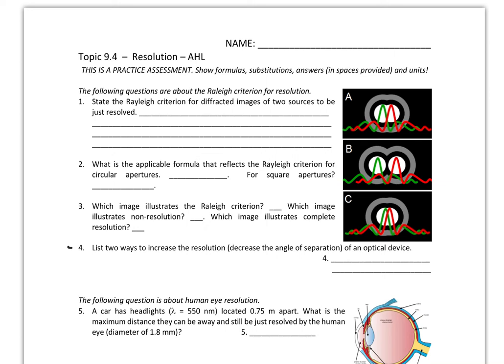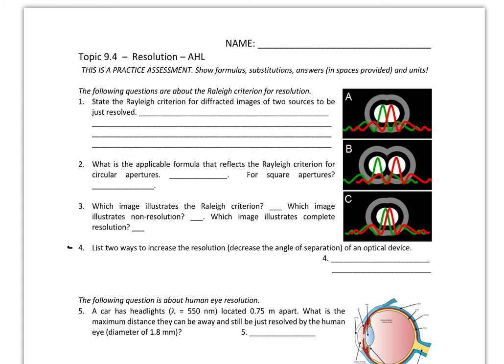Okay, so here we have the Mr. G worksheet for topic 9.4 resolution. So let's begin at the beginning. The first question says, what is the Rayleigh criterion for diffracted images of two sources to be just resolved? And we can actually see that on the right in the first image A.